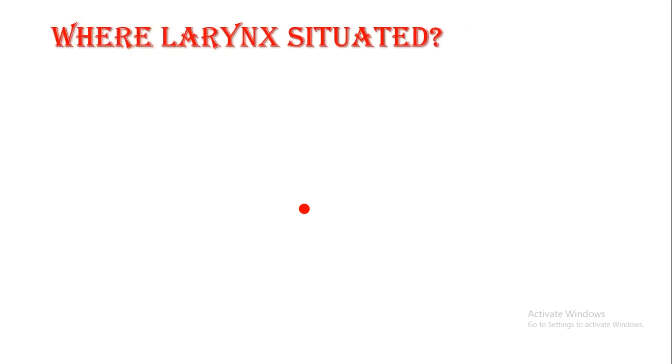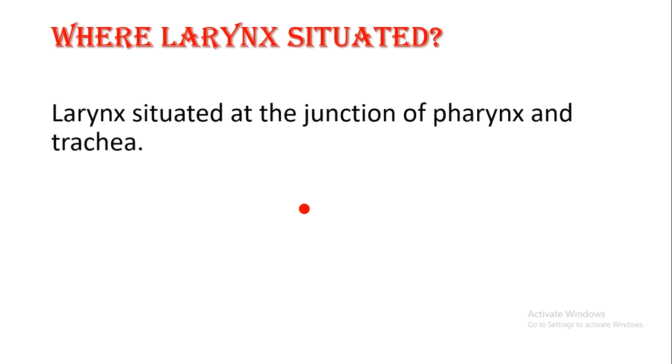So here is the next one. Where is the larynx situated? For the answer, the larynx is situated at the junction of the pharynx and trachea. It is the answer. For more details, you have to find the figure in your textbook.